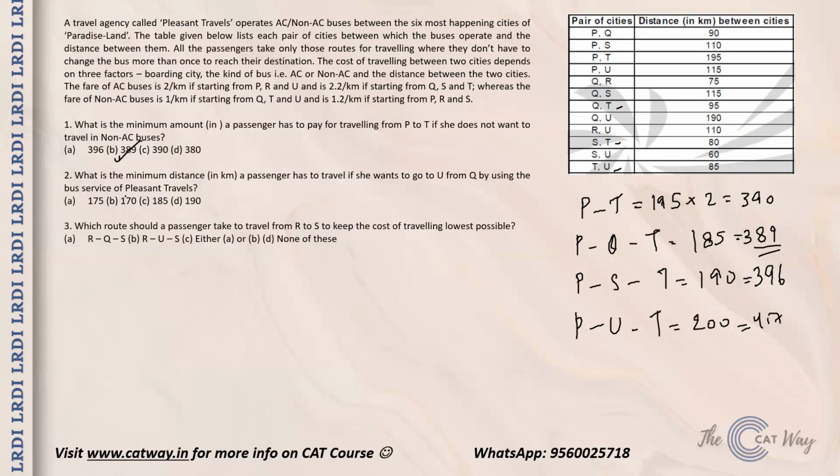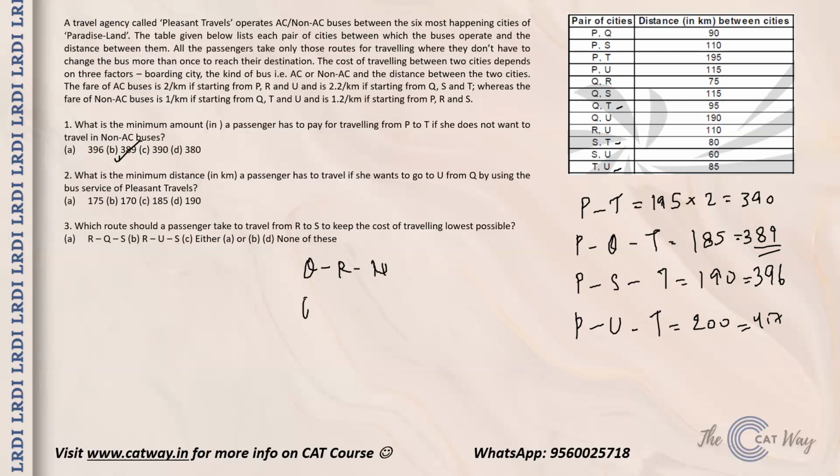Moving on to the second one. Now the second one says, what is the minimum distance a passenger has to travel if she wants to go to U from Q by using bus service of Pleasant Travels? So boss, you have to go to U from Q. Okay. So from Q, what are the possibilities? From Q you have the possibility of going to R. And from R you can go to U.